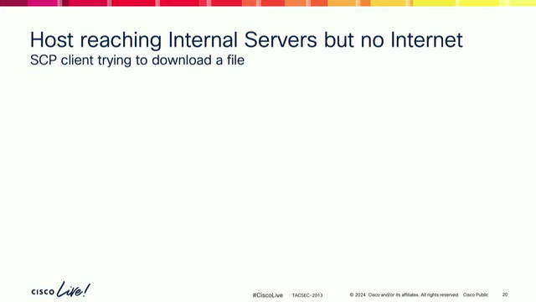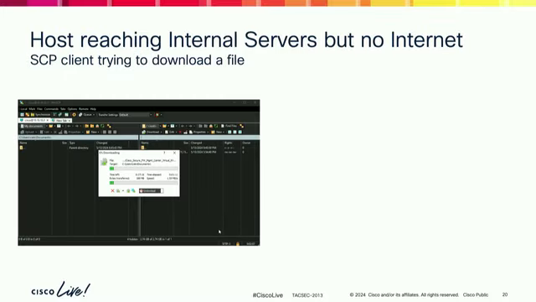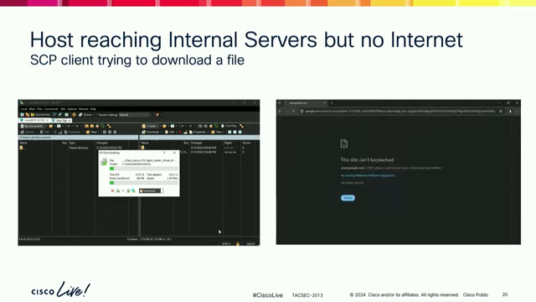Maybe we cannot reach the internet, right? But maybe we have connection to our internal resources. For example, in this case, we are able to download some files from an internal server, but we cannot reach the internet. So there is not a total outage. We don't have connection to the internet. Those are two different things. So let's try to troubleshoot this.